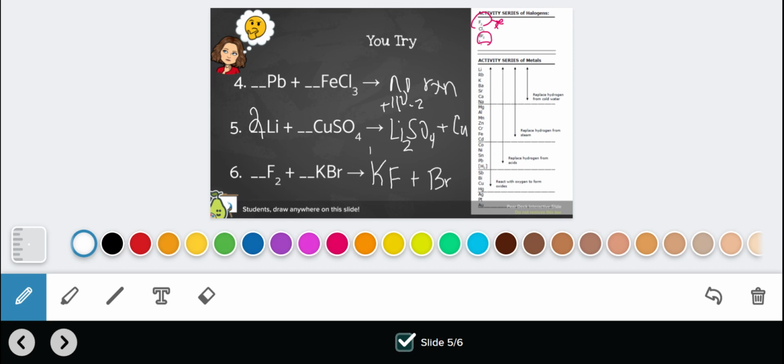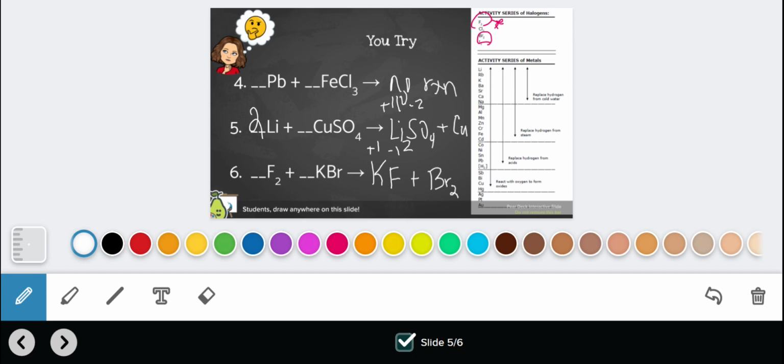Again, we have to use our charges to write the formula correctly. Since potassium is in group 1, it's +1. Fluorine's in group 7, so it's a -1. In this instance, they add up to 0, so we would need no subscripts. Now we have bromine by itself, right? Since it's a nonmetal, we have to ask ourselves the question, is it one of our 7 diatomic elements? And the answer to that is yes, indeed it is. And so we need a subscript 2.